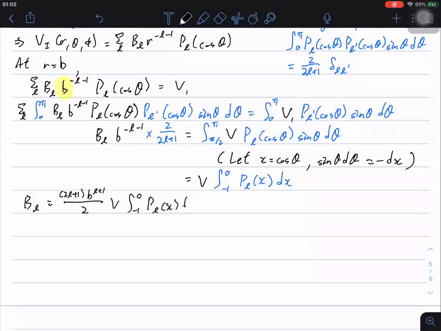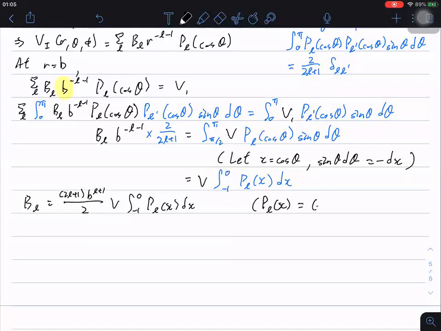Then we can obtain this integral. Also notice that if L is an odd number, then the Legendre polynomial is an odd function, and if L is an even number, then the Legendre polynomial is an even function. So whether the Legendre polynomial is even or odd depends on whether L is even or odd.